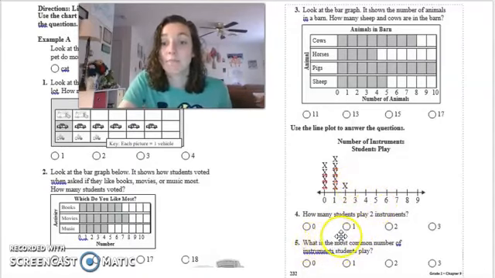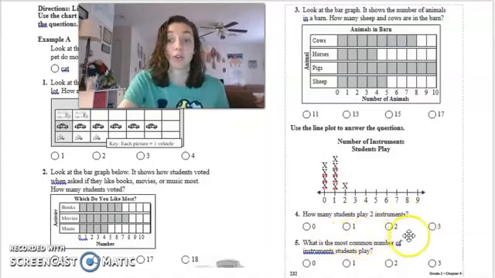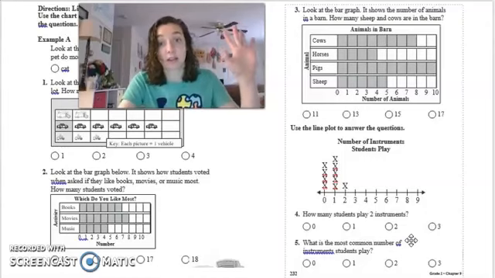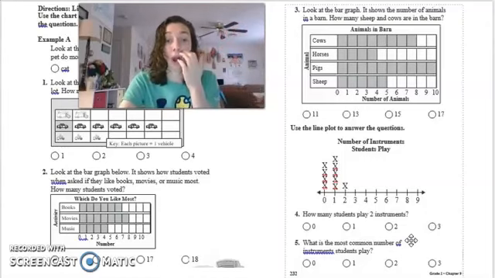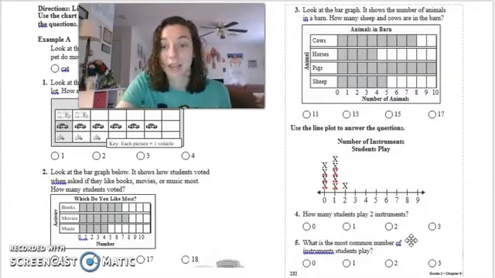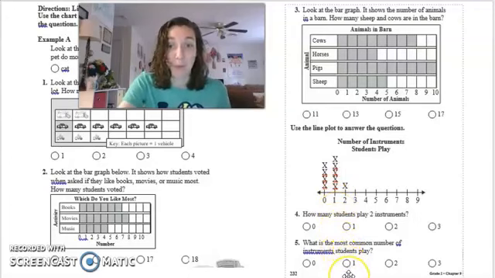What is the most common number of instruments students play? In this case, we want to use the x's to find the answer, and then the number at the bottom is going to be our answer. Those are the 2 different types of questions I talked about earlier. We come up here and see which one has the most x's, which one is the tallest, and that is this column right here, over the number 1. So our answer is 1.